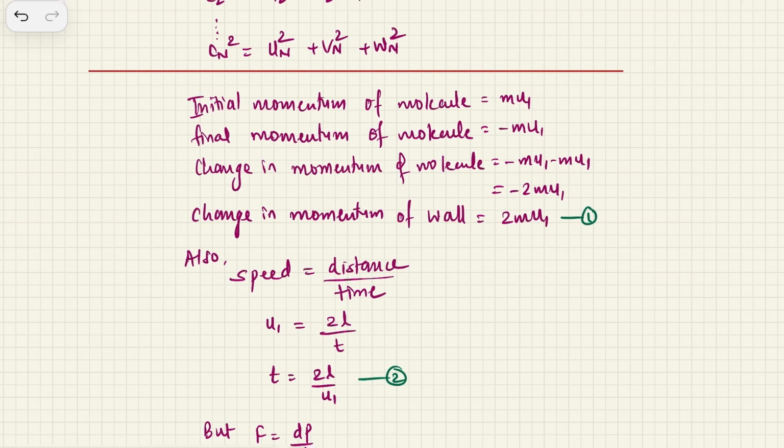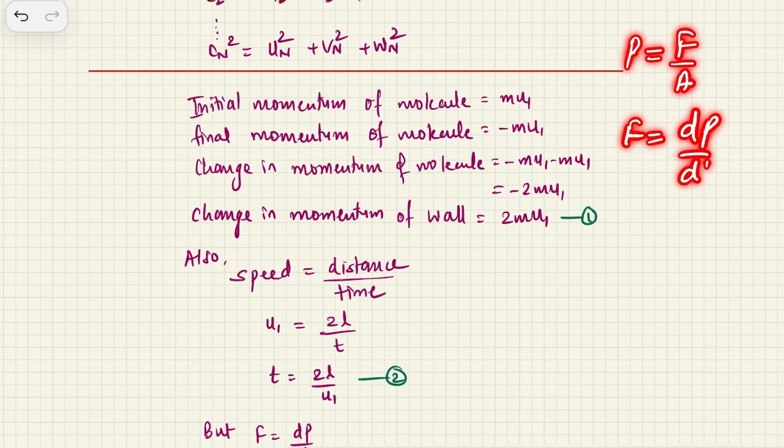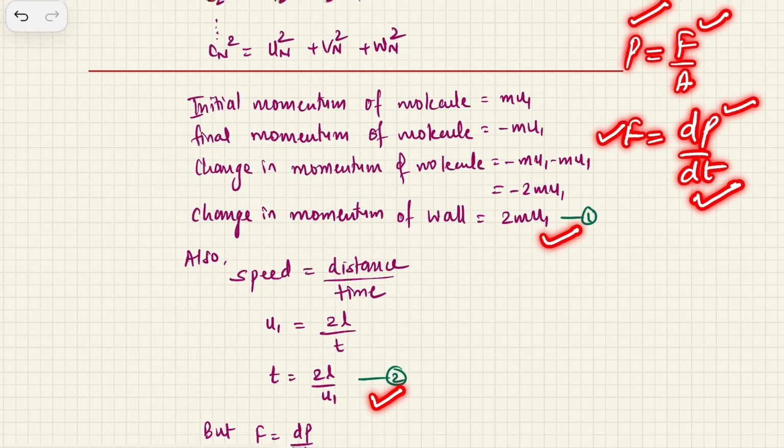Now the one more question arises, like why we are doing it like this? Because we know that we are supposed to derive pressure. Pressure is force upon area, and in order to find out force, we are using Newton's second law, that is change in momentum with respect to time. So in order to find out pressure, you need force, and in order to find out force, you need change in momentum as well as change in time. So I have found out change in momentum and I have found out time. So I will get force.